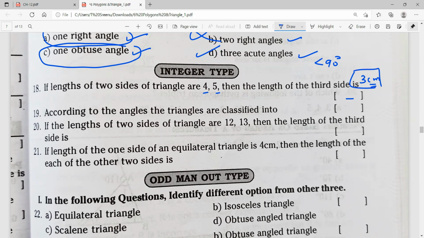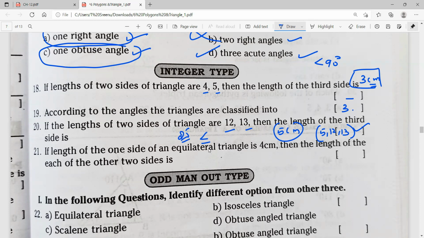According to the angles, triangles are classified into 3 types: acute, obtuse, and right. The lengths of two sides of a triangle are 12 and 13. What is the length of the third side? If it is Pythagoras, with 12 and 13, obviously the third side will be 5 centimeters because 5, 12, and 13 are Pythagorean triplets. The sum is 25 centimeters, so the third side is less than 25 centimeters, whichever is possible.